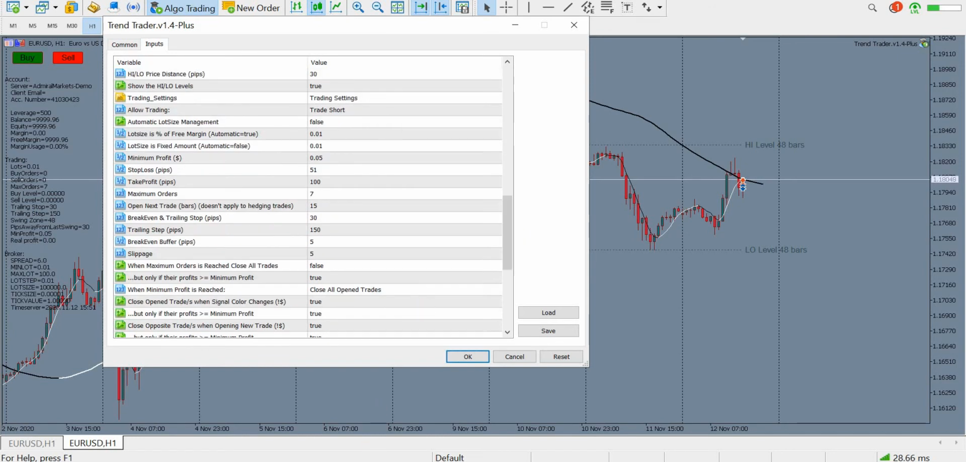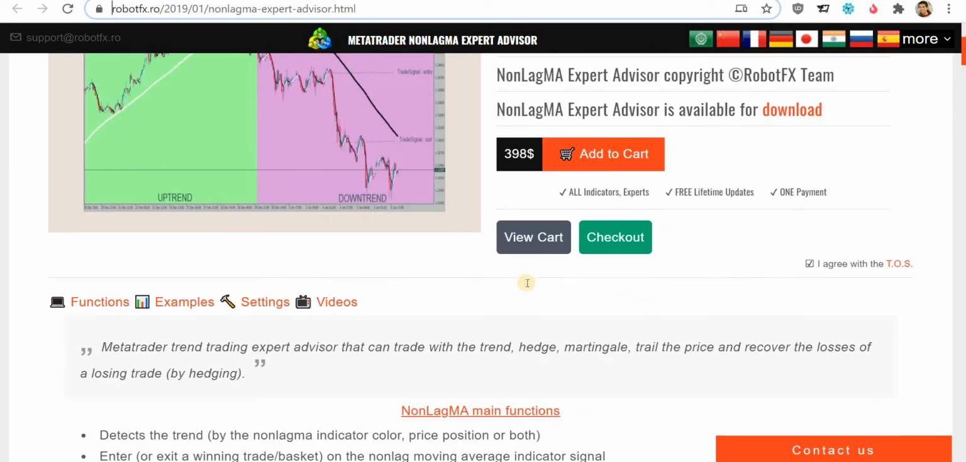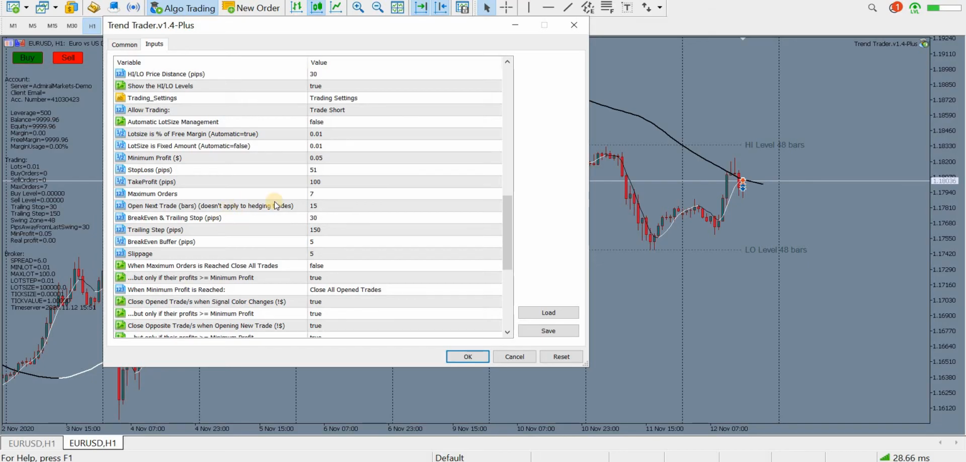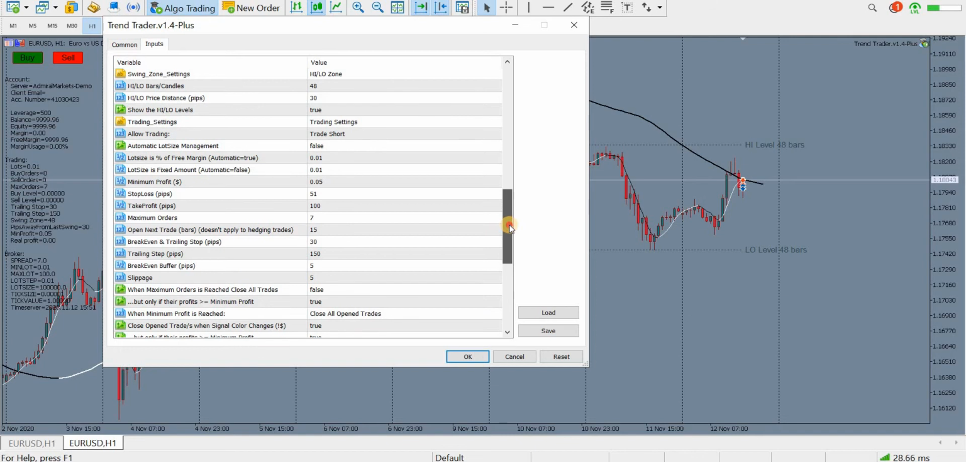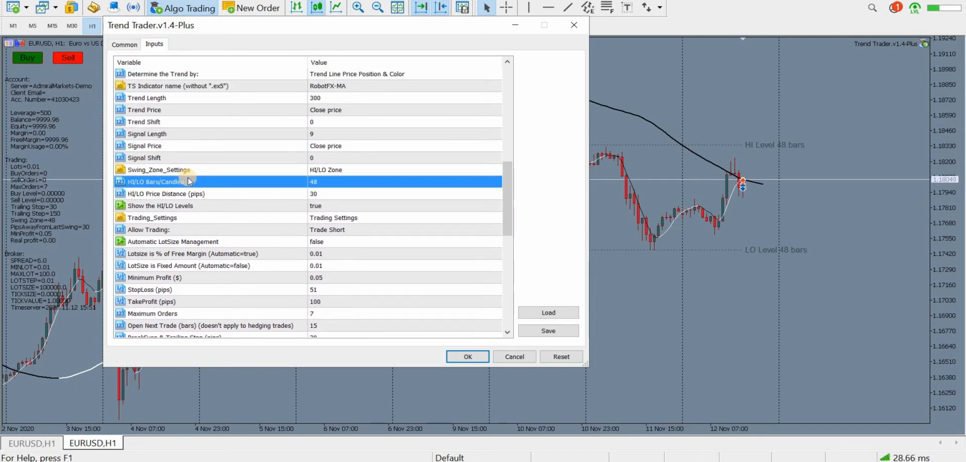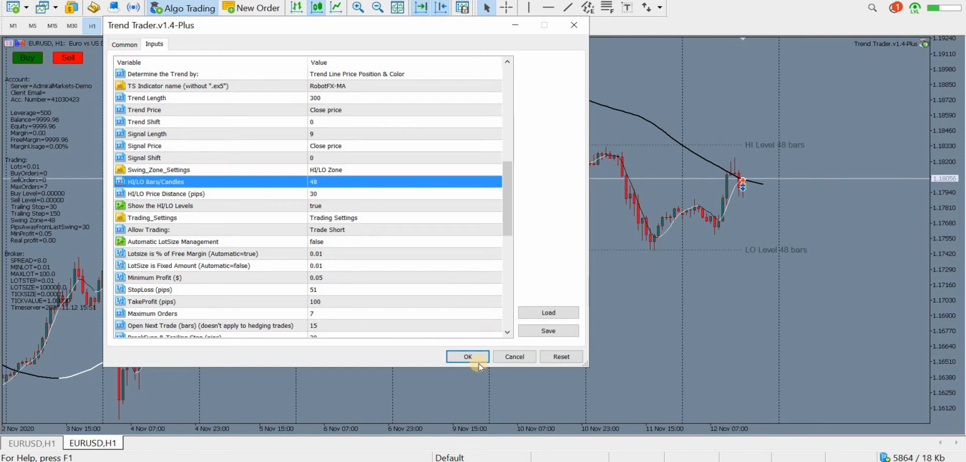If you have used this, you will find many settings that are the same. I mean, most of them are the same, but we have changed their names and definitions to better reflect what they do, and to get a better understanding of what they do just by reading the description. So this is the high-low zone. We chose in these settings I have high-low bars or high-low candles of 48.